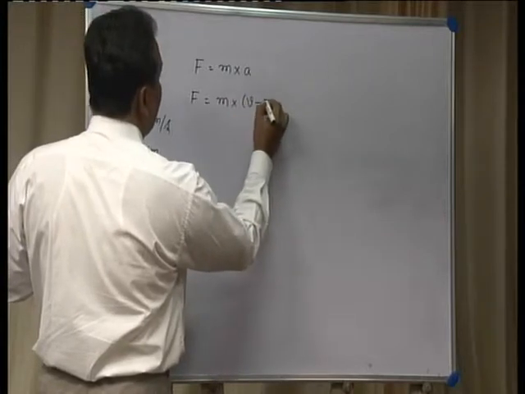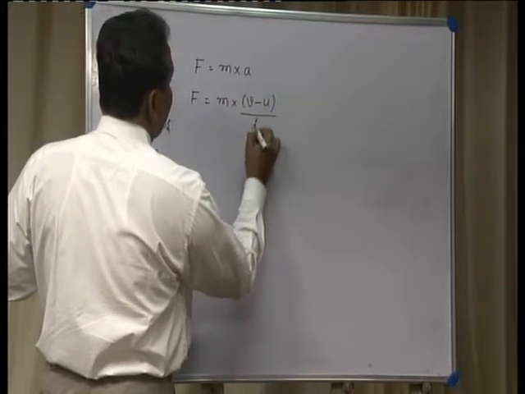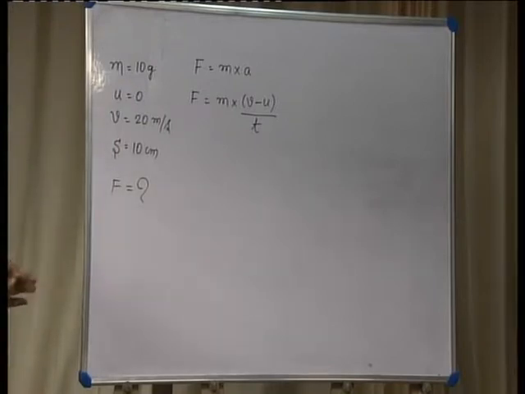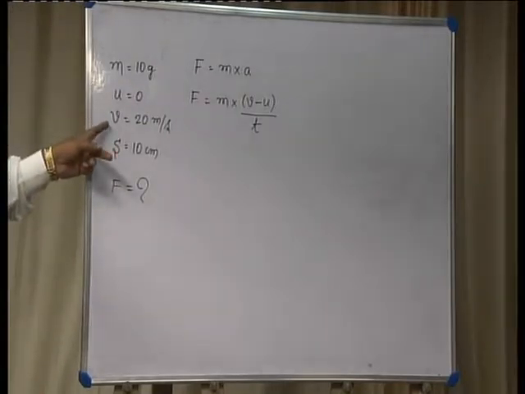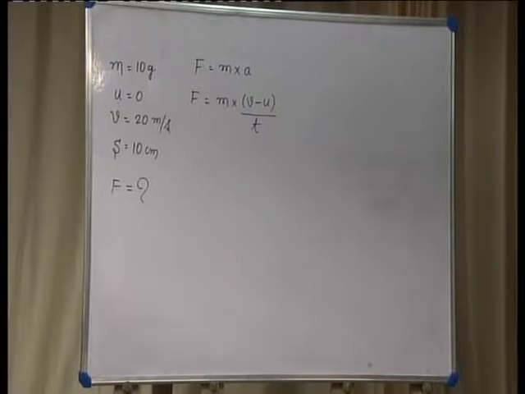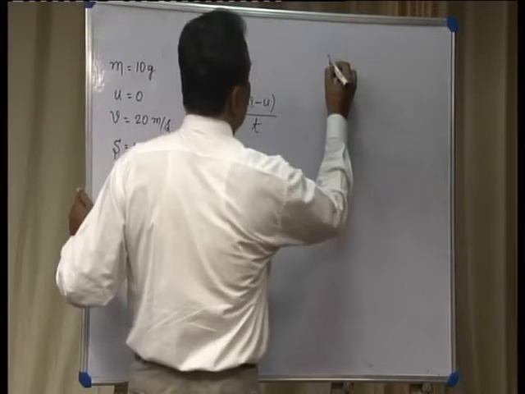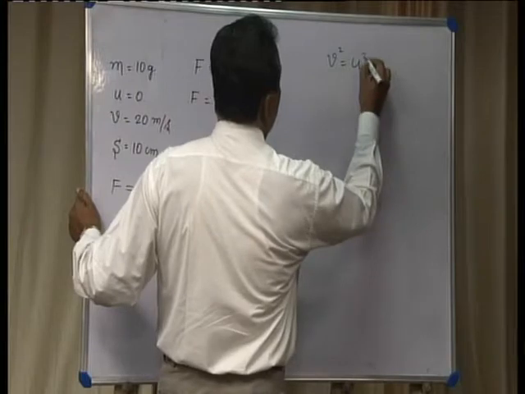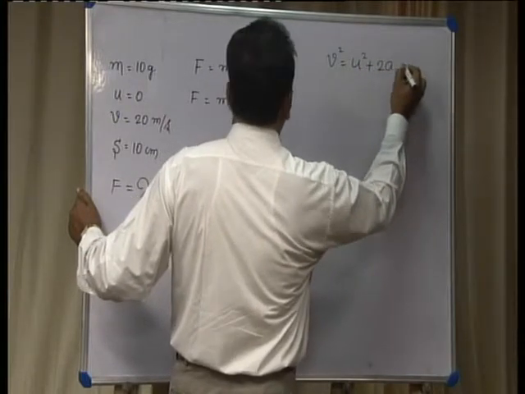To have A, you can write the basic definition: V minus U divided by T. V is known, U is known, T is unknown. So, to find T, what is the formula you have to use? You can try V equal to U plus AT, but that is not useful because A is not given. S is given, so try V square is equal to U square plus 2AS.